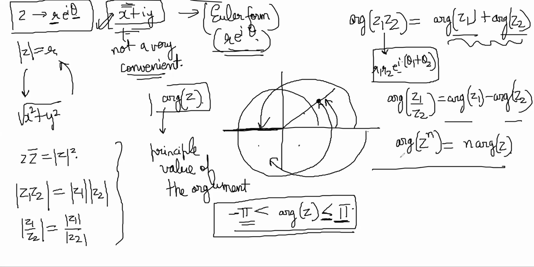Similarly, Z power n will be R power n e power i n theta, so the argument of that is simply n theta, which is n times arg Z. However, you have to be careful sometimes, because when you take the argument and add these arguments, after addition it could exceed 180 degrees.